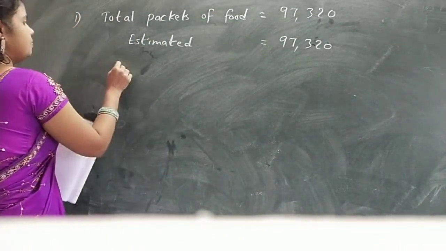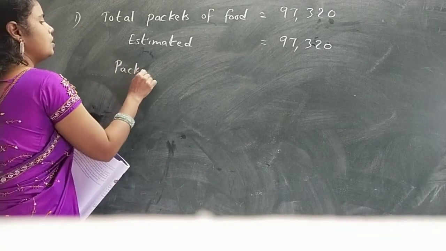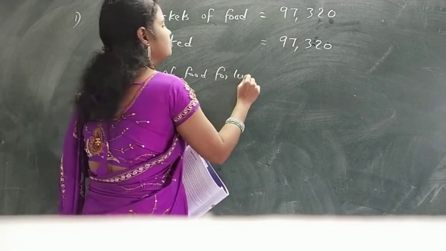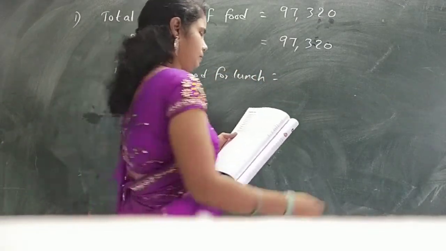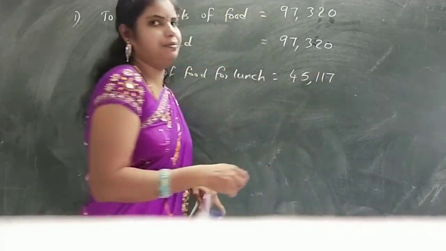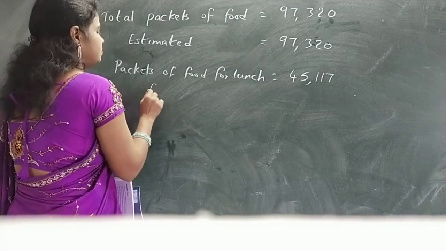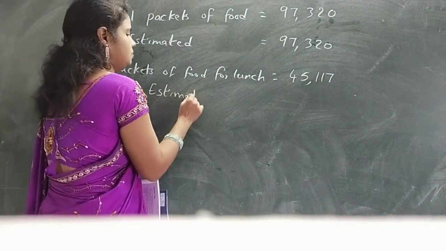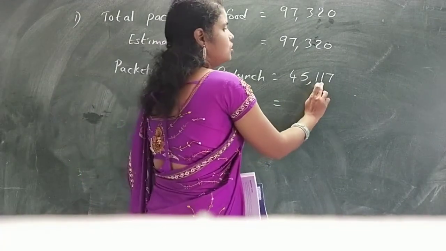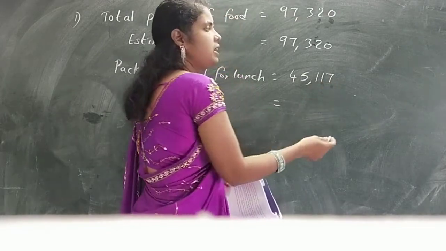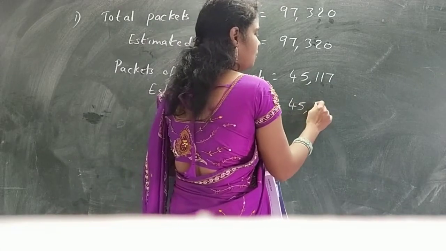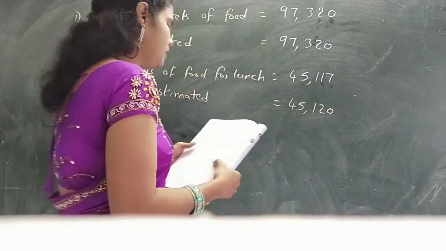Lunch. Packets of food for lunch. How many? 45,117. So estimated, round off to the nearest tens. That is this one. The right side number is 7. 7 is greater than 5, so you have to add 1 here. So 45,120. Okay. Next.